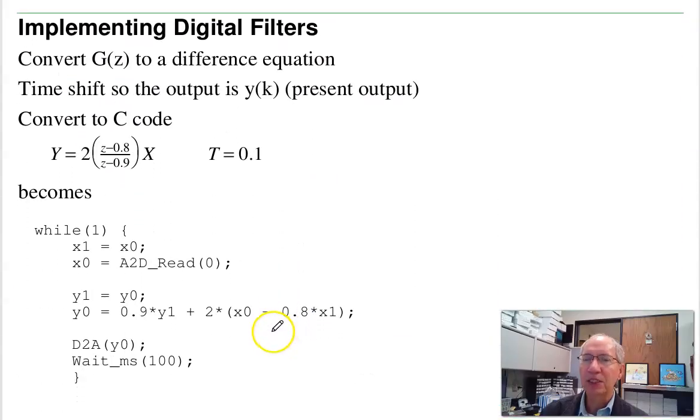The reason we like digital filters is they're really easy to implement. I take this digital filter, convert to a difference equation, do a time shift, so I'm looking at y of k, and this filter corresponds to this program. This is y of k is 0.9 y of k minus 1 plus 2 times x of k minus 0.8 x of k minus 1. Converted to C code, and you can kind of see how the Z-transform converts to C exactly. I don't have to do numerical integration or anything like that. I can implement it exactly. That's kind of why we like Z-transforms in coding. They're really easy to program.